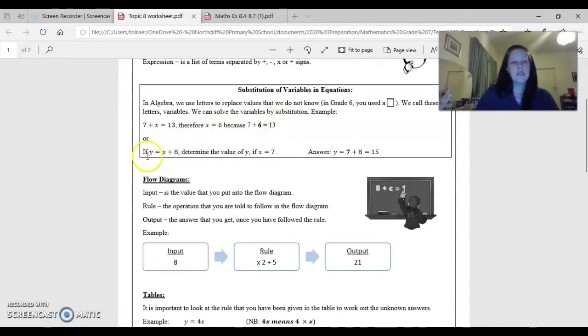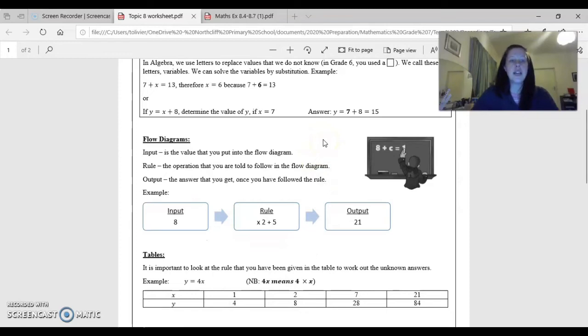Or I can have this. If y is equal to x plus 8, determine the value of y if my x value is 7. So this basically reads, wherever I see x in this number sentence, I'm going to replace it with 7. So 7 plus 8 will give me an answer of 15. So my y value is 15. So that's just one way of how we can solve for equations and for methods of substitution.